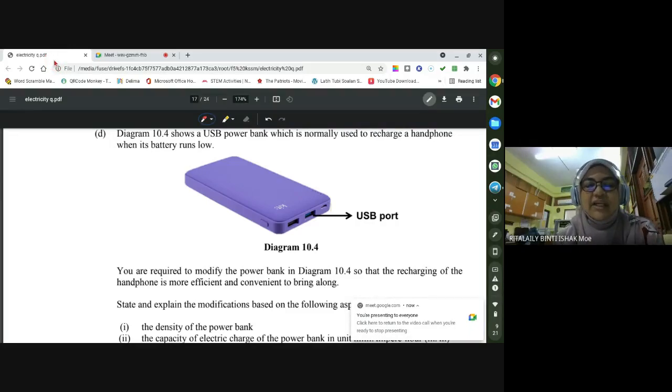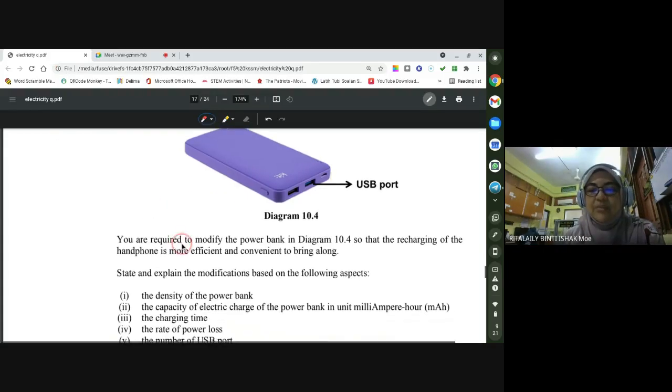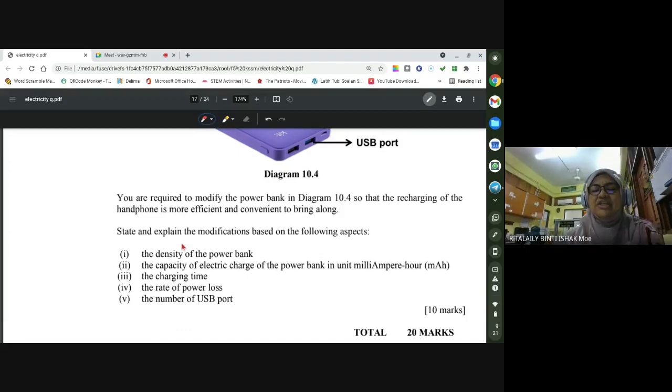So as for D, we have a USB power bank, and we are to modify the power bank so it can recharge the phone more efficiently and be convenient to bring along. Okay, so let's discuss the answer. What is your answer?